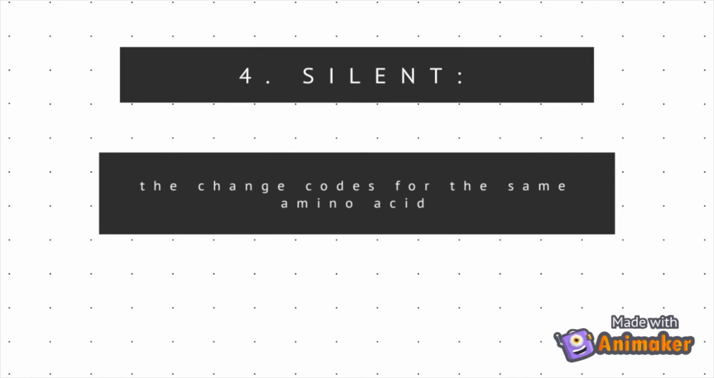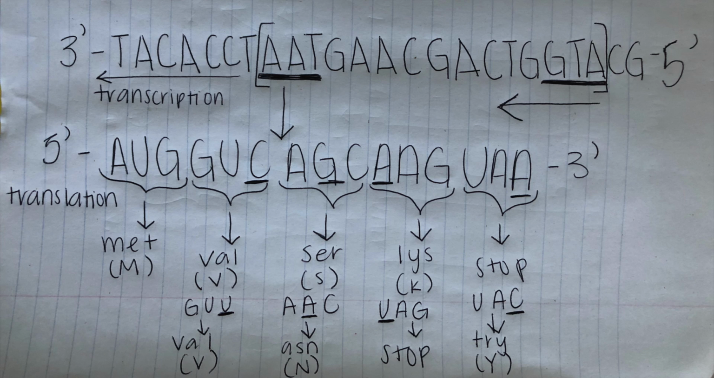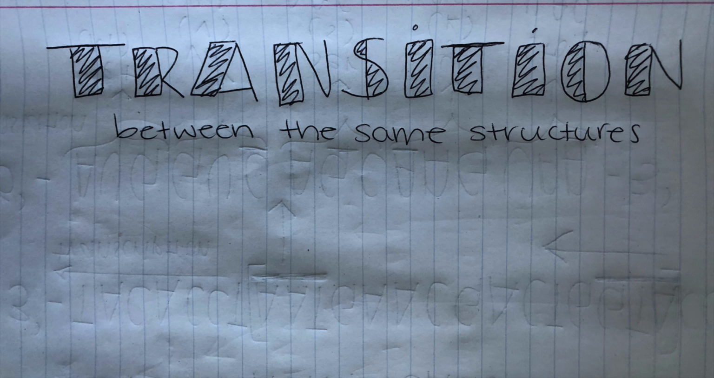Finally, we have a silent point mutation, which occurs when the change codes for the same amino acid. Let's take our GUC and change it to GUU. They both code for valine, so there is no difference. Since we changed from a pyrimidine to a pyrimidine, this is a transition.